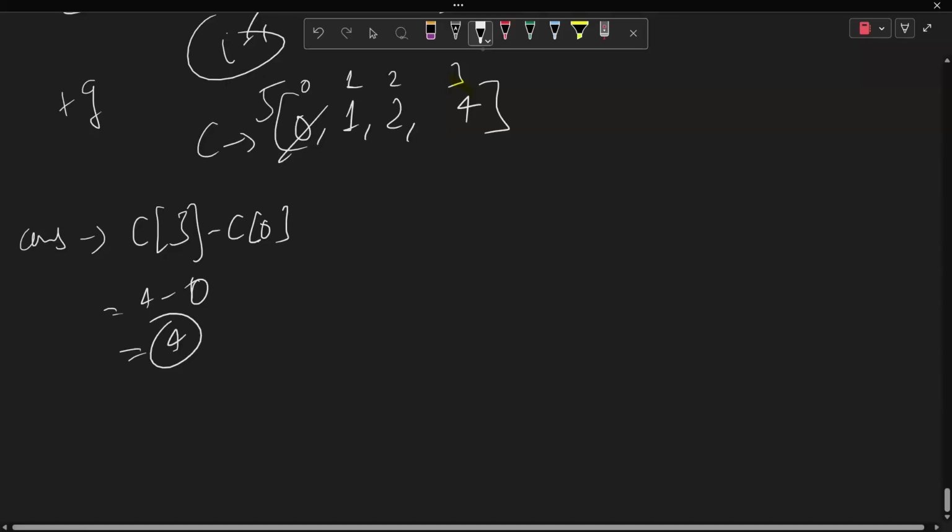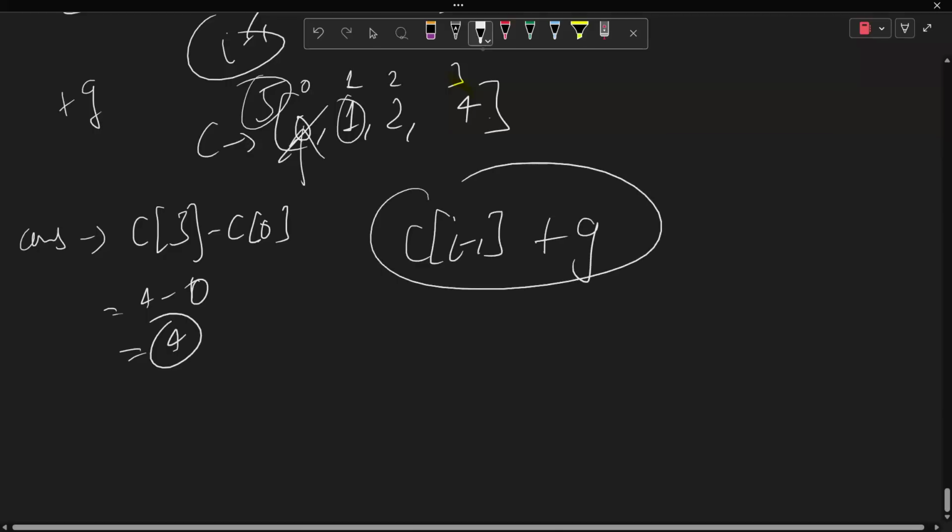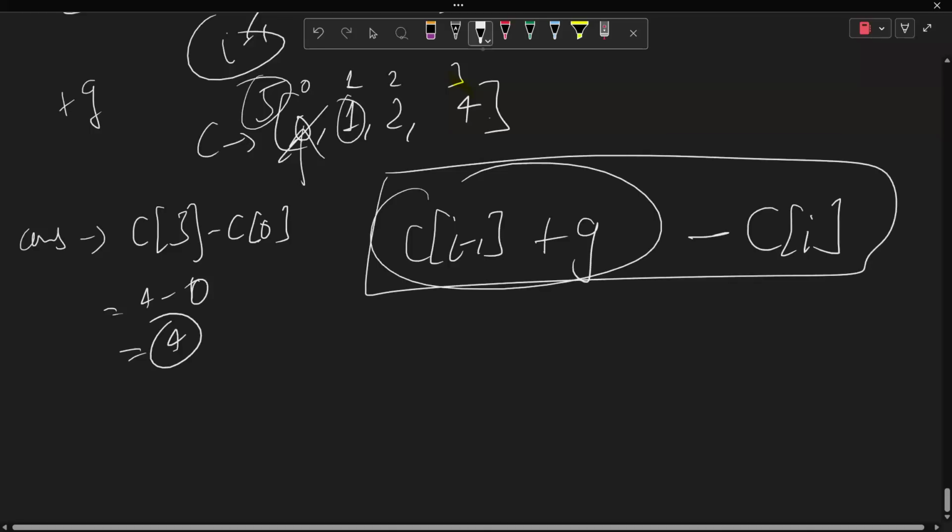So it became 5. Now what is my new range? In my sorted order, this 5 would be the new maximum and my new minimum is 1. So basically it is ci minus 1, the previous value, plus g is my new maximum and the minimum is ci. Okay, so this is my rotation.